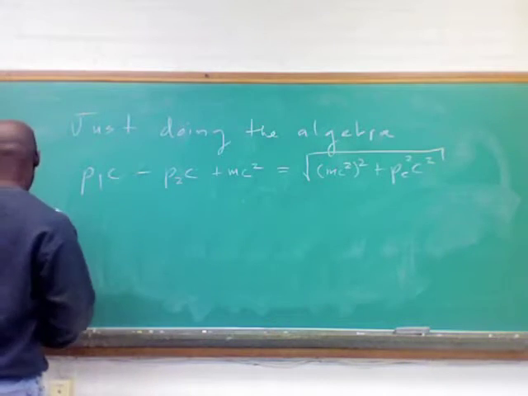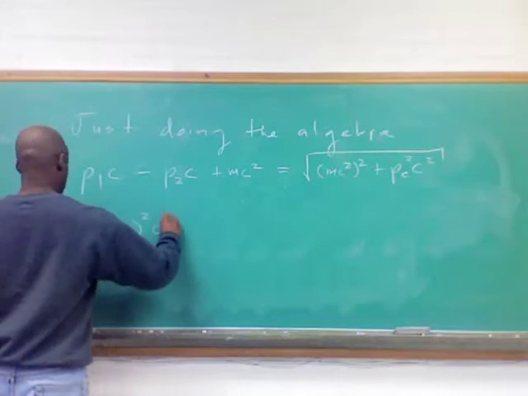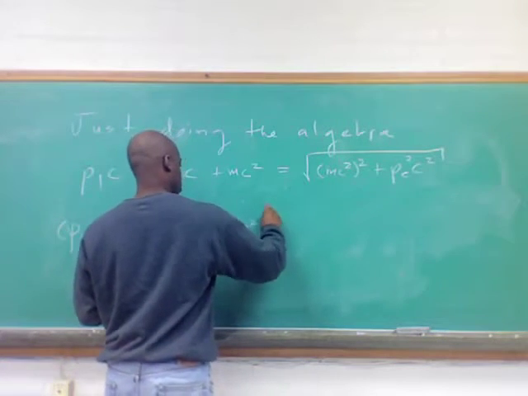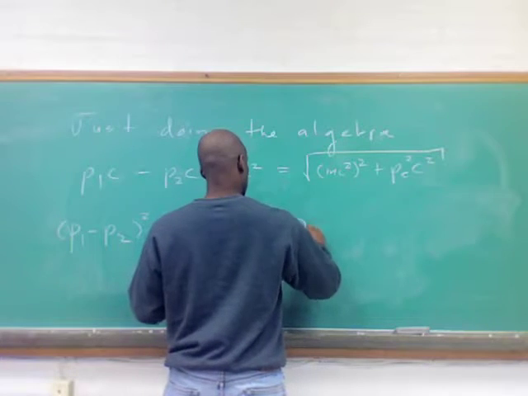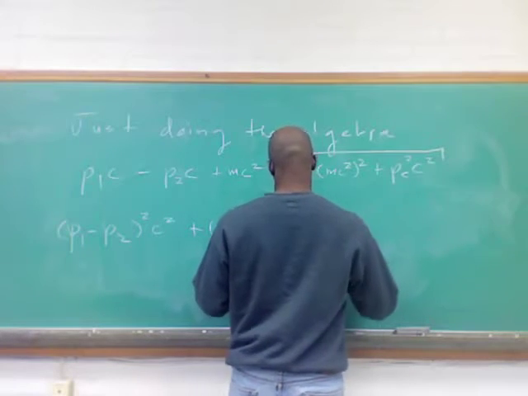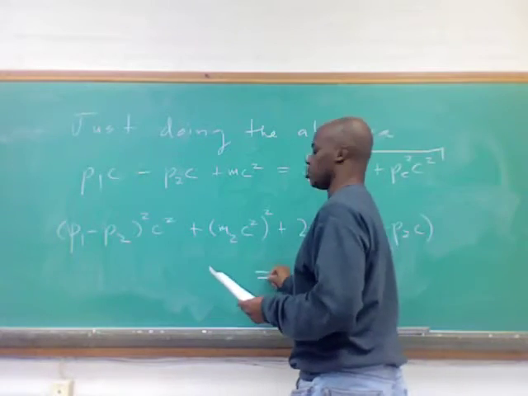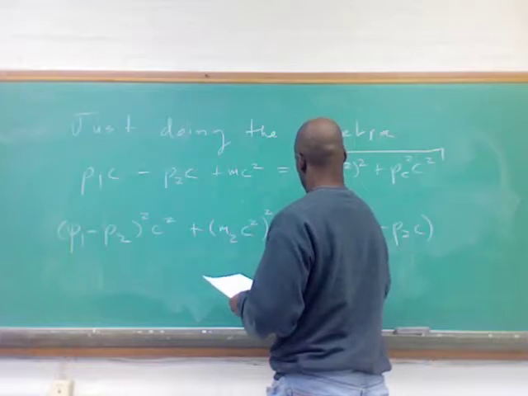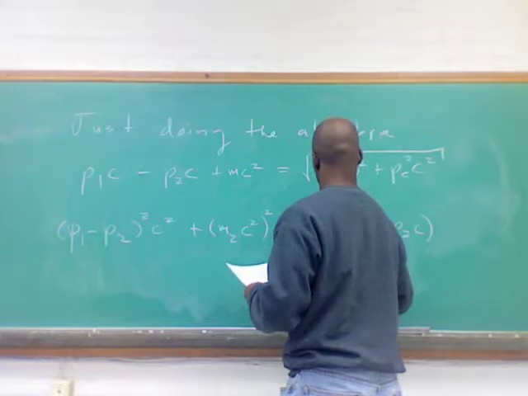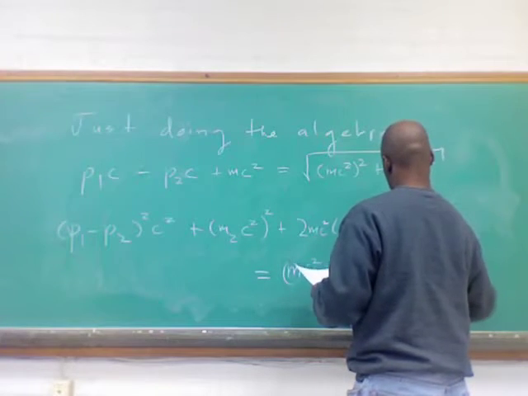And if I square both sides, then I've got P1 minus P2 squared c squared plus m squared c to the fourth plus 2mc squared times P1c minus P2c. All this then is equal, sorry I ran out of room, to that thing squared, plus Pe squared c squared.